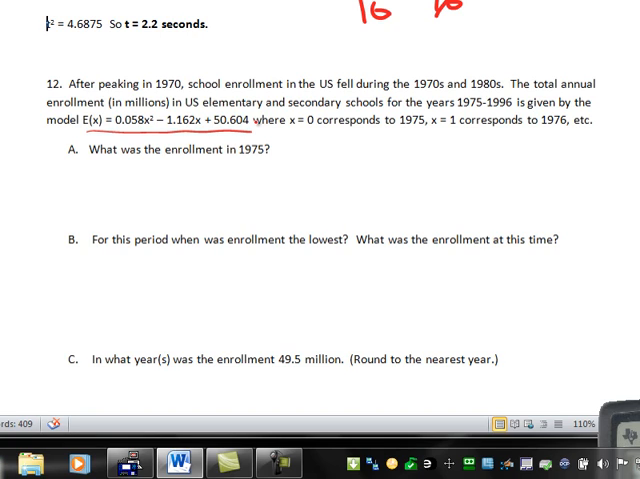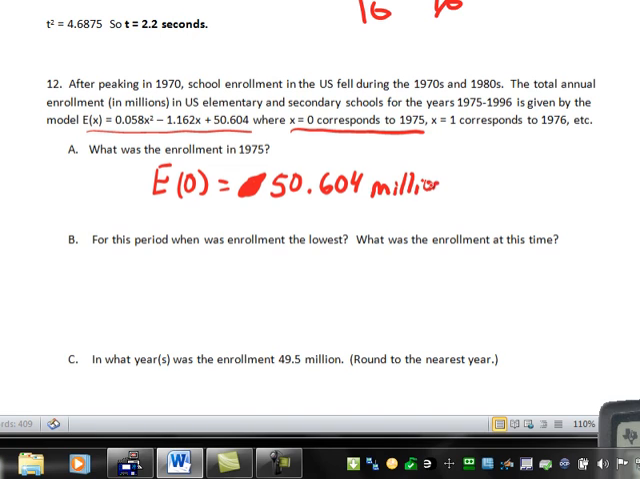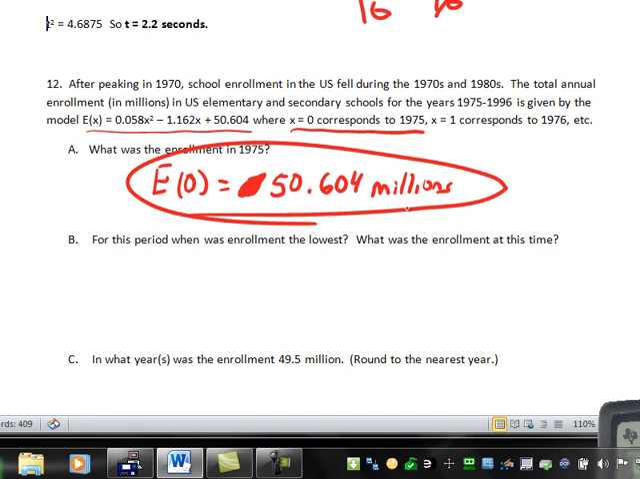So what was the enrollment in 1975? What value would I plug in for x? Well, this one should be really easy. It tells you x equals 0 was 1975. So I'm just going to find E of 0. You shouldn't even need a calculator, because when I plug a 0 into the first term, it goes to 0. Second term goes to 0. So I'm just left with 50.604. We're in millions, so again, a little over 50 million, 50.604 million, not millions.